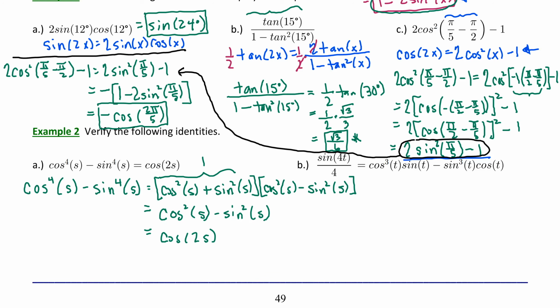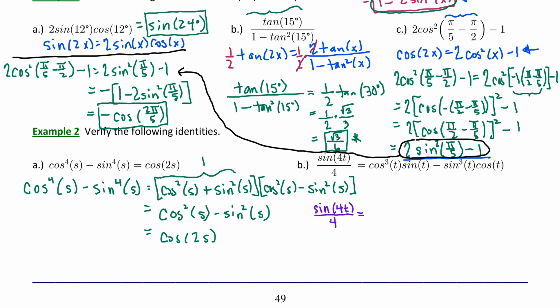Let's try another one. Example B, we have sine of 4t over 4 equals cosine cubed of t times sine of t minus sine cubed of t cosine of t. I'm going to begin with the expression on the left side. Remember, you have a choice. You can begin either way. You just have to find the path to the other side.